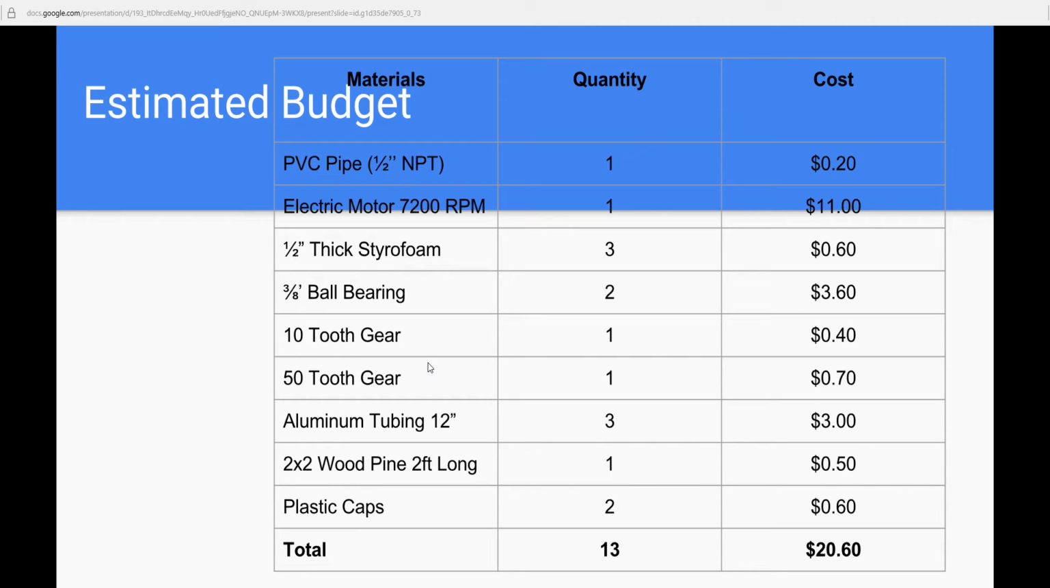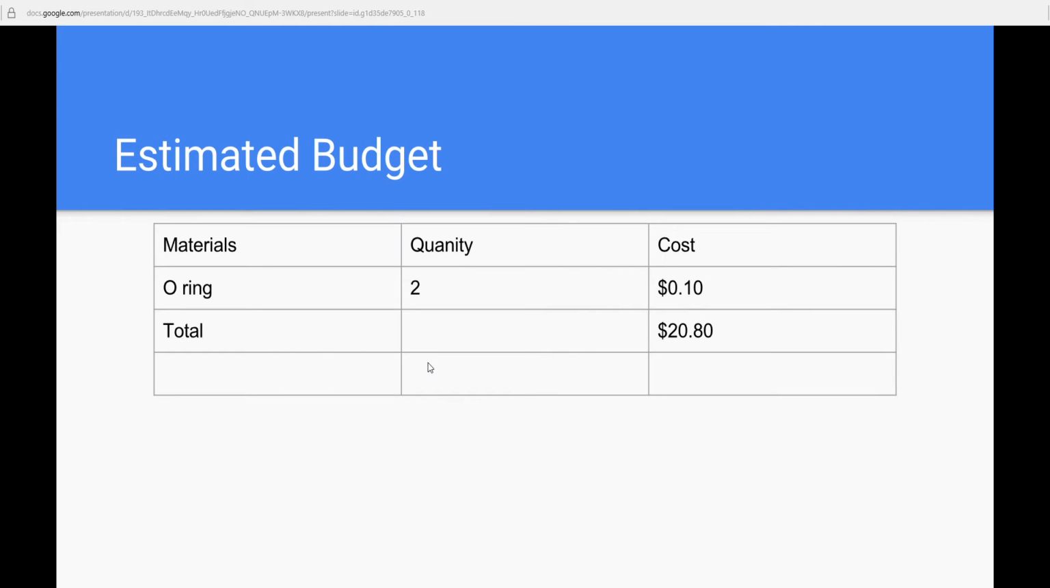This is an estimated cost sheet, and these will probably change as we go along. Some things we won't need, some things we will. That's pretty much it. This is our budget sheet, and our total cost is $20.60.